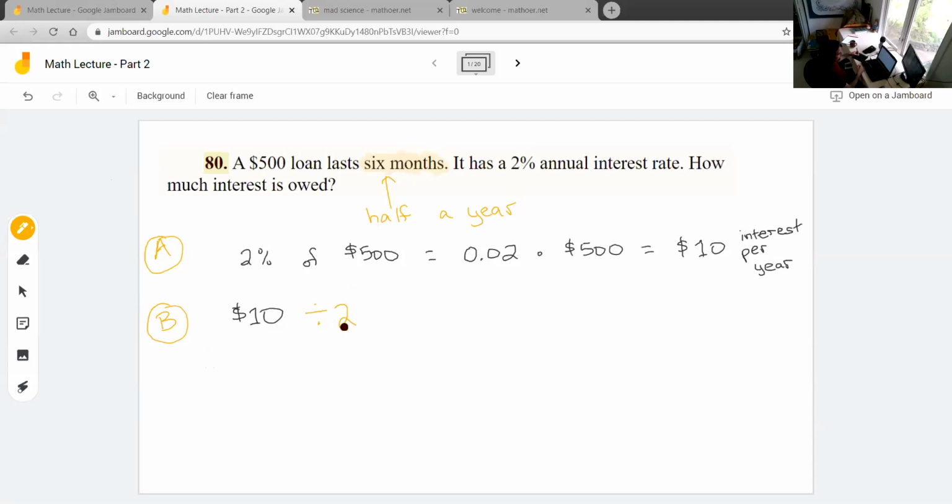If this bothers you that I'm dividing by 2, I could also do times 6/12. That's the same, right? 6 months out of 12 months. So some people like this better. I'll write them both. These are the same thing, just 2 different ways to write it.